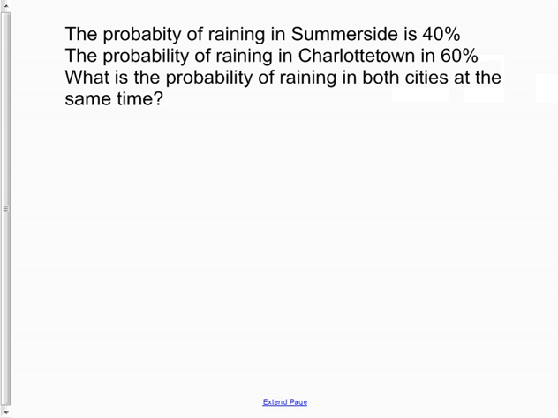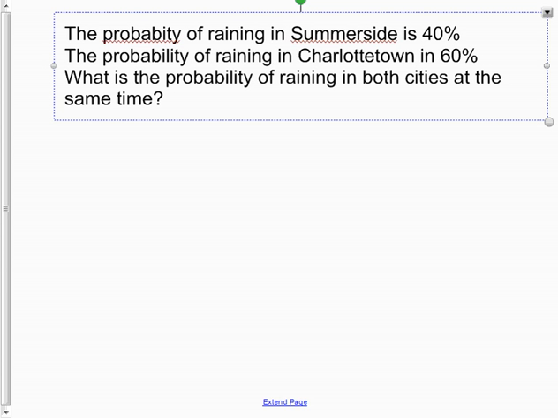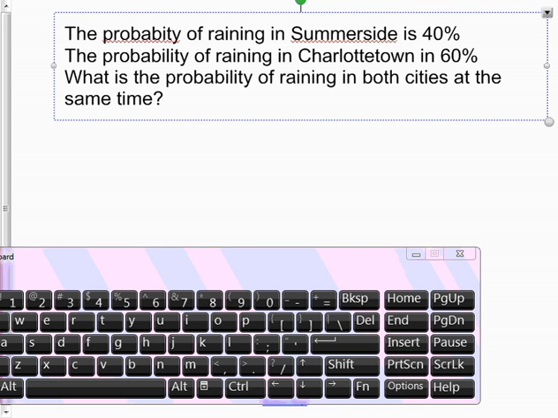The next question says, the probability of it raining in Summerside is 40%. The probability of it raining in Charlottetown is 60%. What is the probability of it raining? Let's change these up a bit. Let's go 60% here, and here we're going to go 80%.